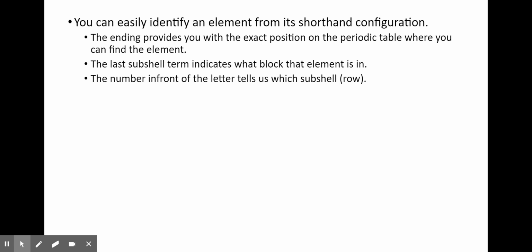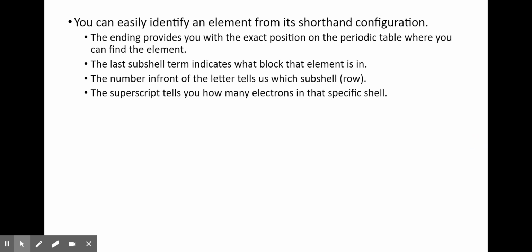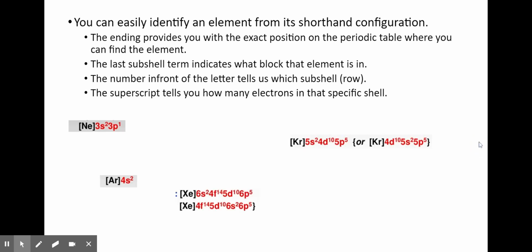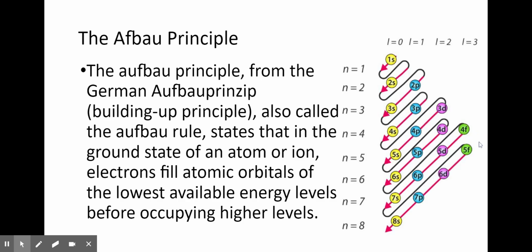The number in front of the letter tells us which subshell or which row it's in. And the superscript tells you how many electrons are in that specific shell, so you can count over and under and around and through. So here are just some really easy ones that you'll see.